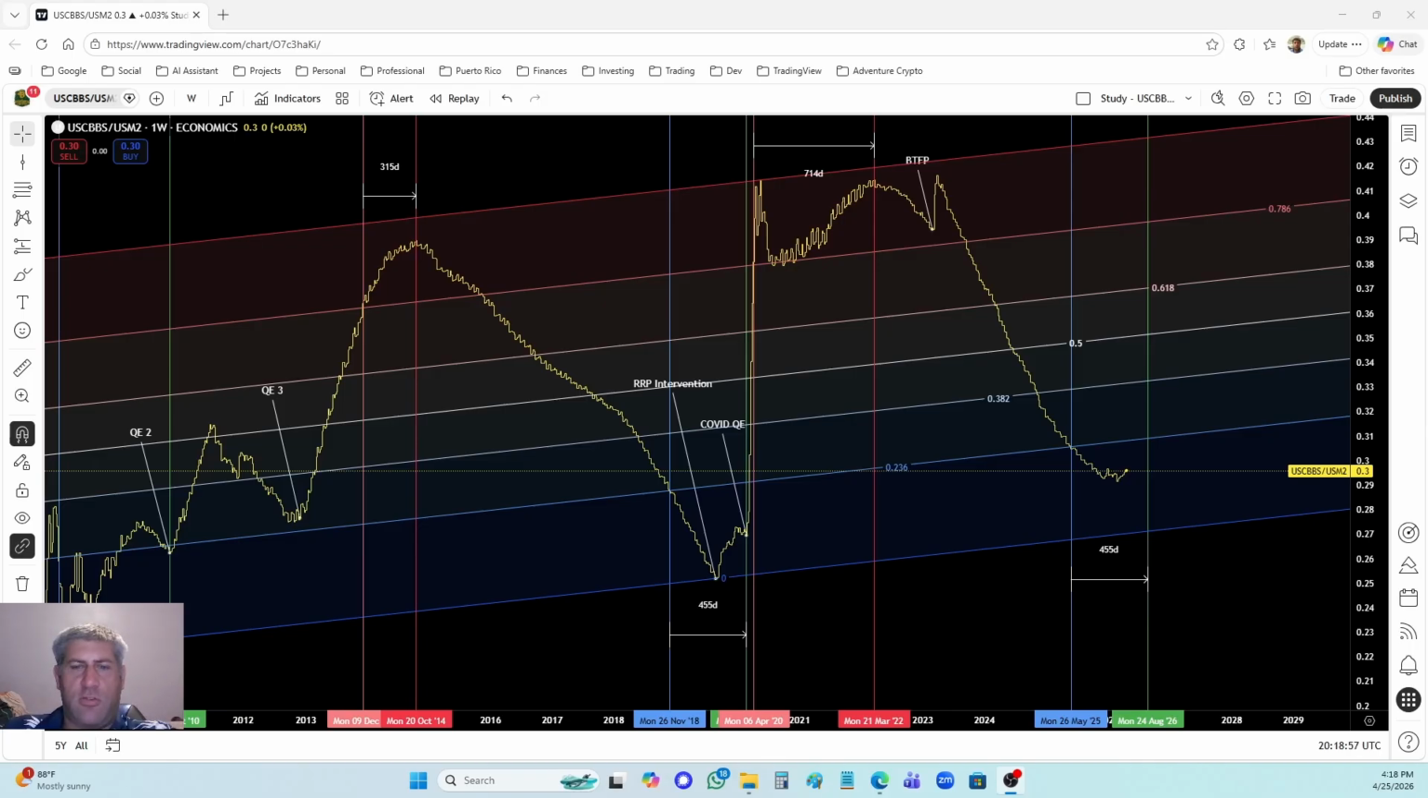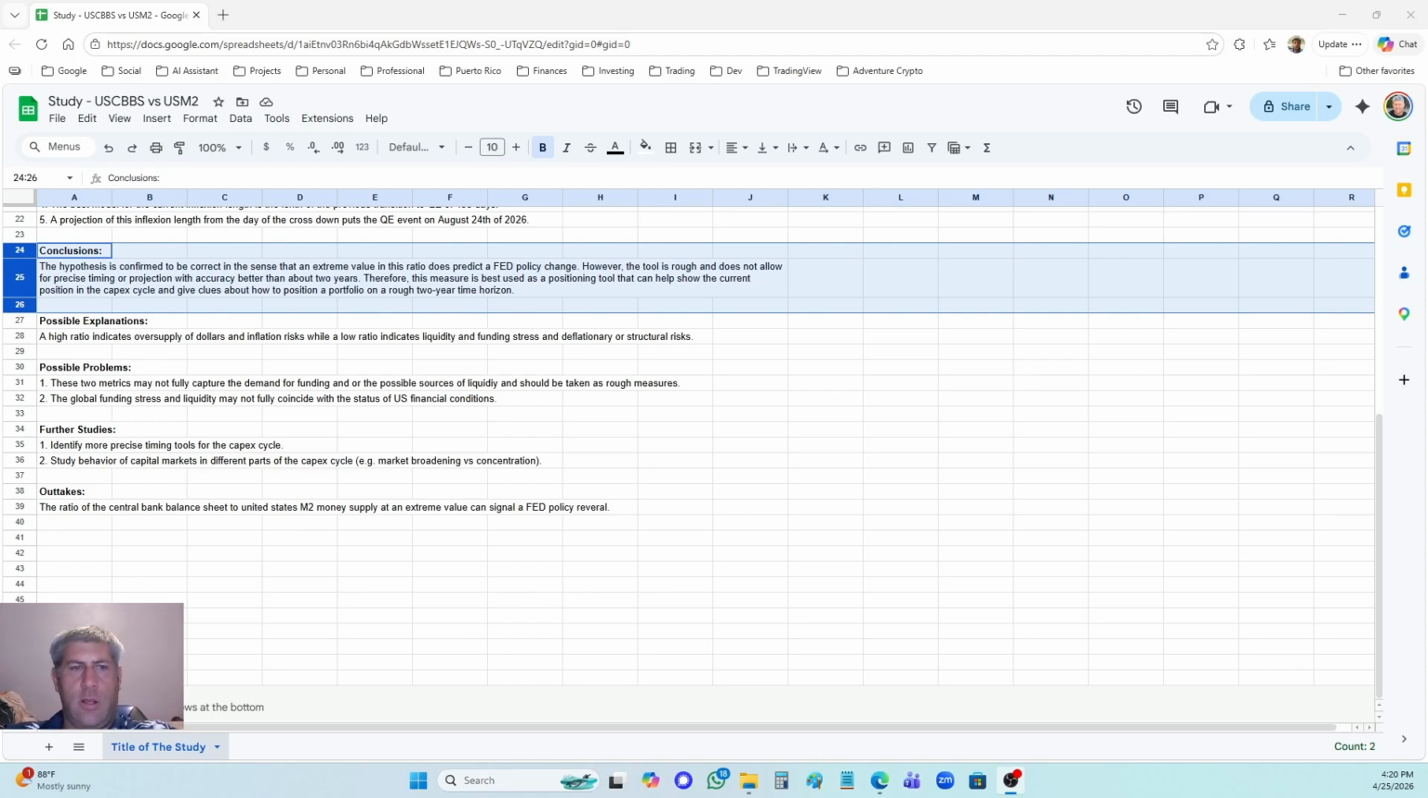5. A projection of this inflection length from the day of the crossdown puts the QE event on August 24th of 2026. Conclusions. The hypothesis is confirmed to be correct in the sense that an extreme value in this ratio does predict a Fed policy change.